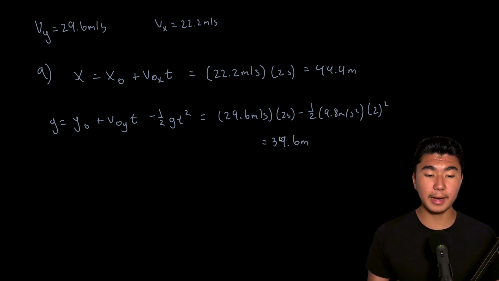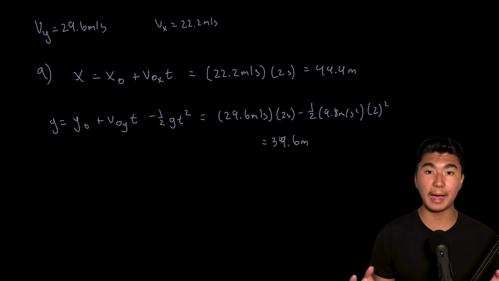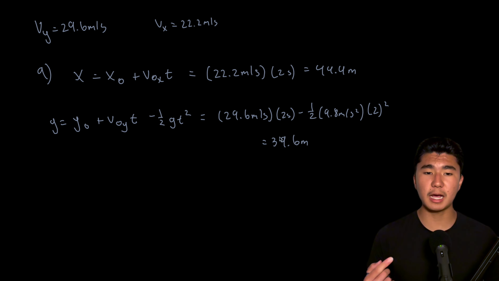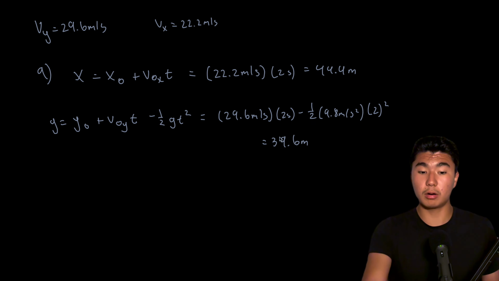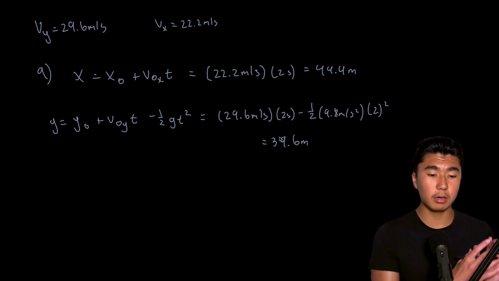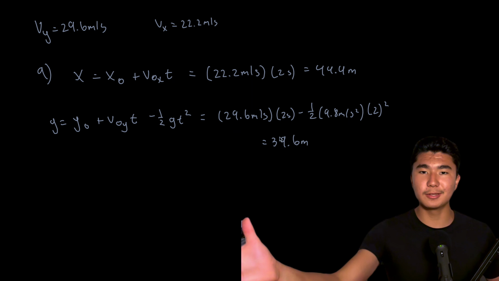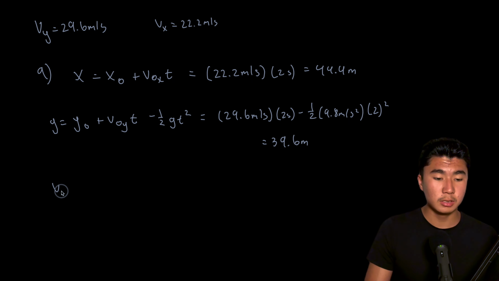So now we found our position, or our height, at time equals 2 seconds. Now let's find our velocity at 2 seconds. In the y-axis in vertical motion, our initial velocity is not going to equal the velocity at any other time, like 2 seconds. So that's why we have to use our equation: velocity in the y-axis equals our initial velocity minus gravity times time.